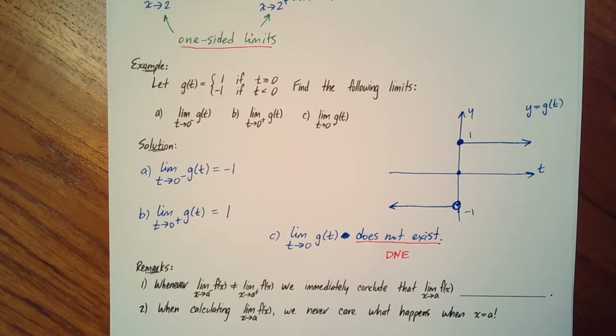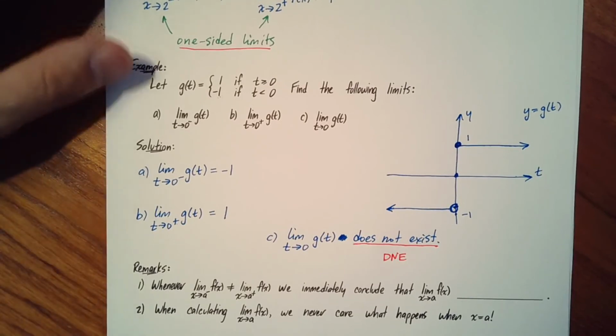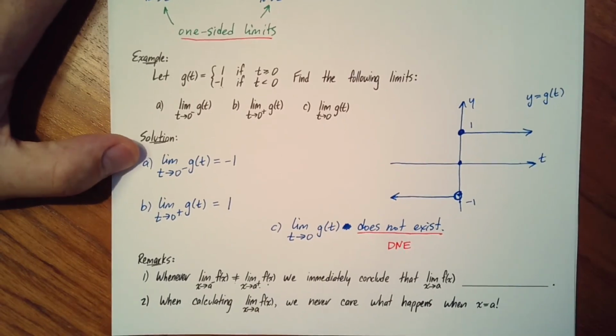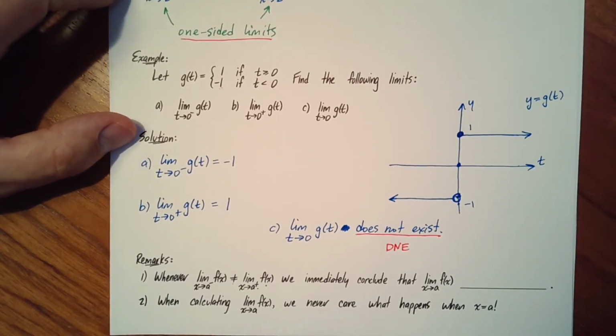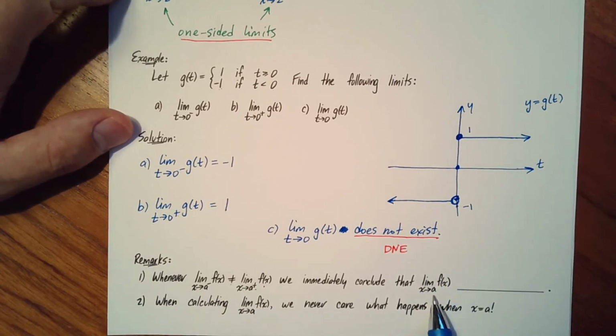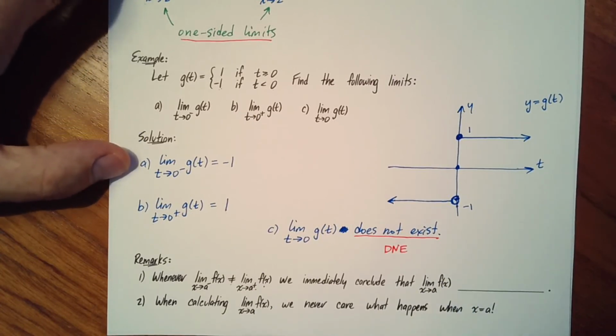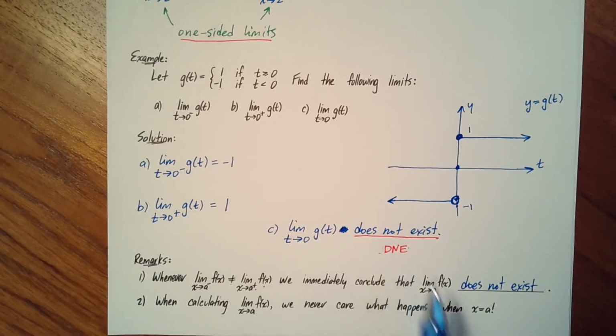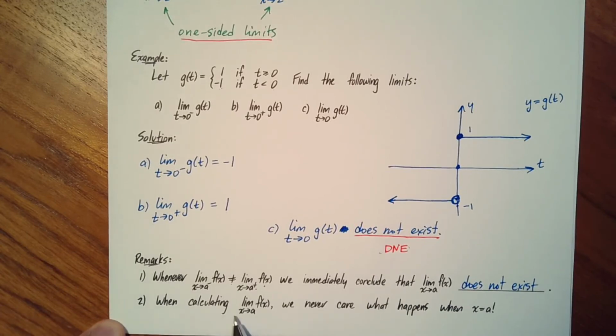A couple of remarks to finish this page off. This is really just to hit home the ideas we've already highlighted here. Let's look at the first remark. Whenever the limit as x approaches a from the left of f of x is not equal to the limit as x approaches a from the right of f of x, in other words, whenever your two one-sided limits are not equal, you immediately conclude that the two-sided limit, because that's what this is, the limit as x approaches a of f of x, does not exist. Right? So you immediately say that this does not exist. I'll just write this out in its entirety one last time, but usually I'll just use the acronym DNE for does not exist.